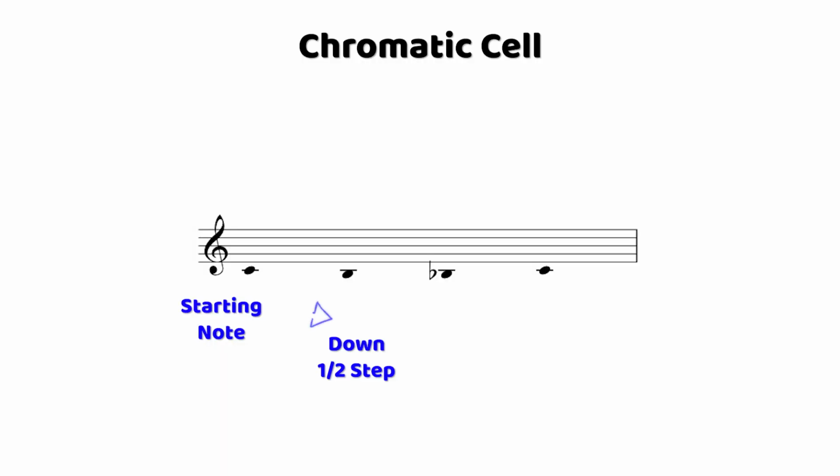And so we'll think of them as non-scalar, even if they do happen to fit in a less conventional type of scale. This cell is used all over modern jazz, so it's a really good one to internalize moving up and down chromatically. That's going to sound like this.